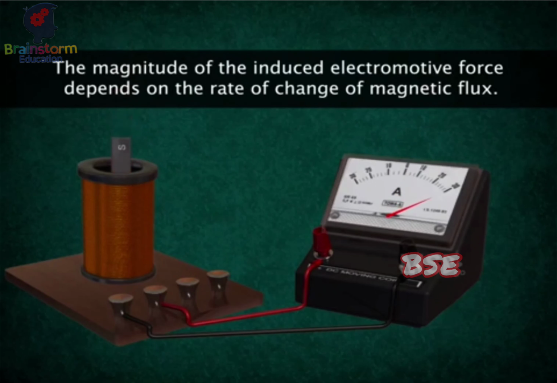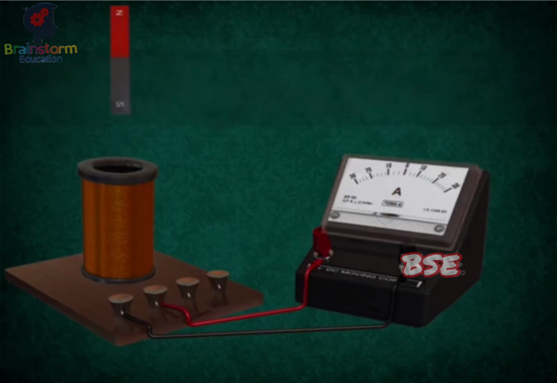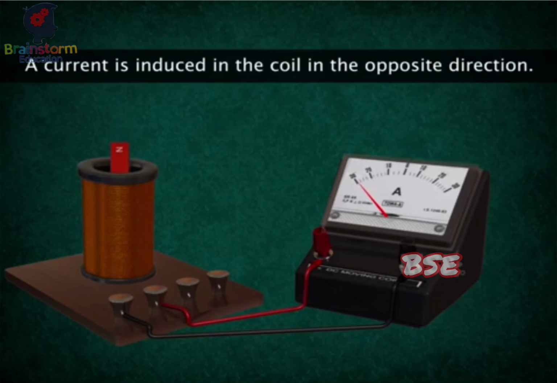When the magnet moves fast, the galvanometer shows high current. When the magnet moves slowly, the galvanometer shows lower current. The pointer in the galvanometer remains at zero when there is no current flowing through it. What will happen when we insert a south pole inside the coil? The deflection is in the opposite direction in the galvanometer, indicating a change of direction in the current.